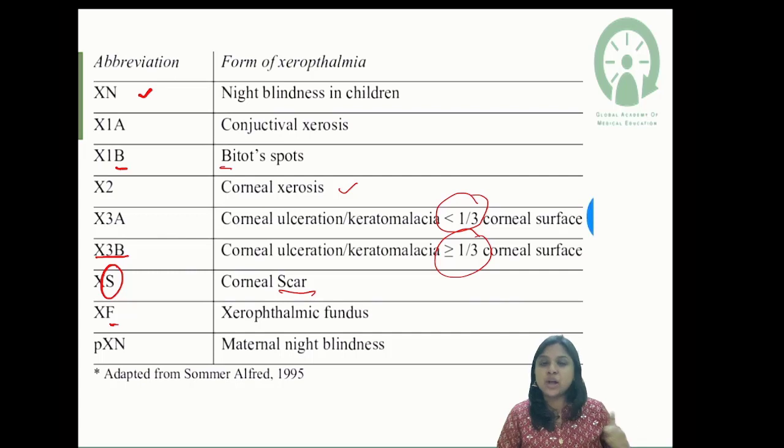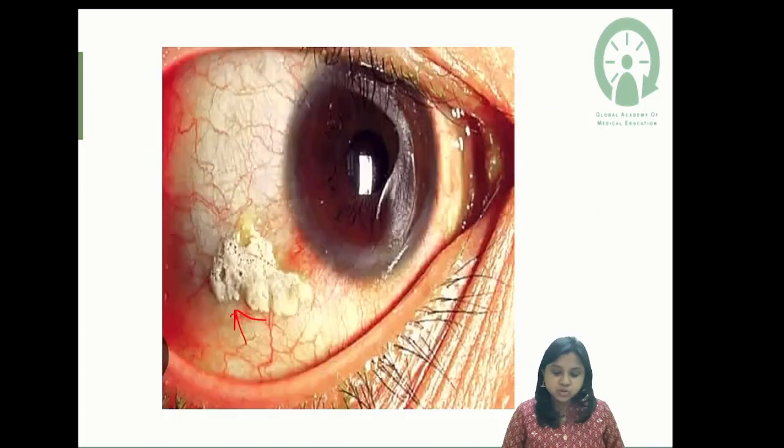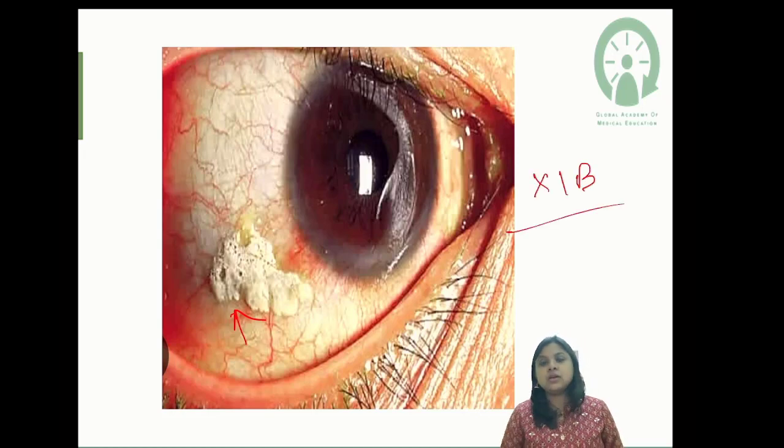Let's remember X1A, it's commonly asked, conjunctival xerosis, and B for B, X1B, Bitot spots. Suppose you're given this image and you are asked in your paper that it belongs to which gradation of xerophthalmia. So the answer is going to be X1B, which stands for Bitot spot, and it is because of vitamin A deficiency. And I already told in the question what are the appropriate doses of vitamin A in children.